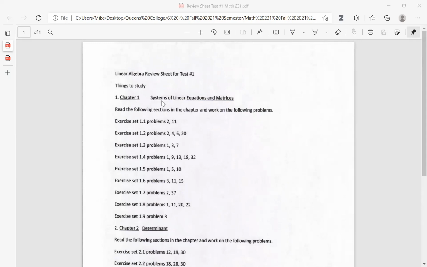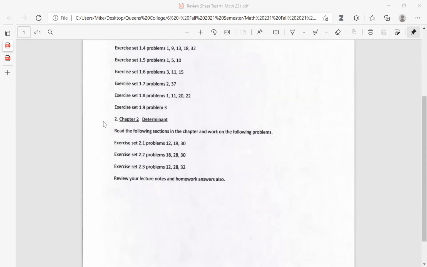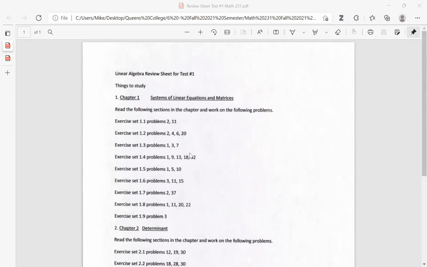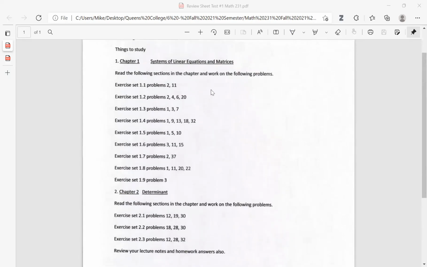Things to study: 1, chapter 1, systems of linear equations and matrices, those 9 sections. 2, chapter 2, determinants, 2.1, 2.2, 2.3. Review your lecture notes and homework notes. So those are the sections you need to cover. Now, there's a lot of material in those 12 sections.